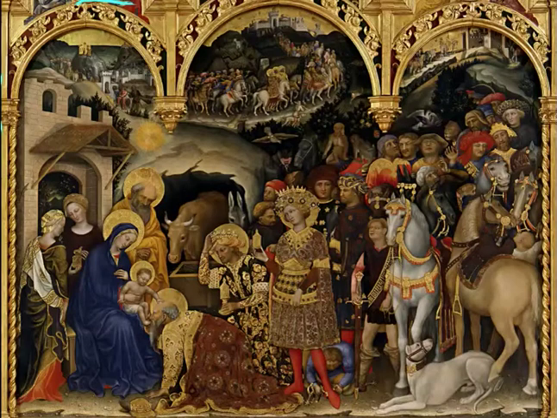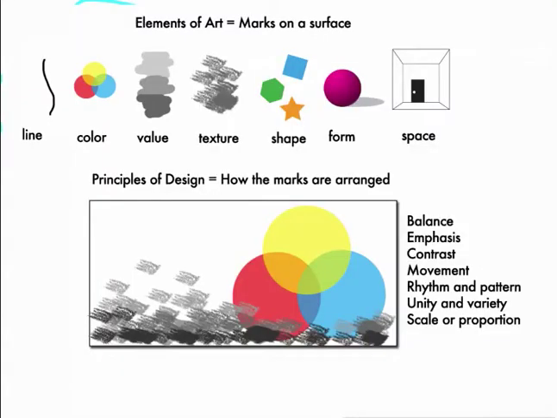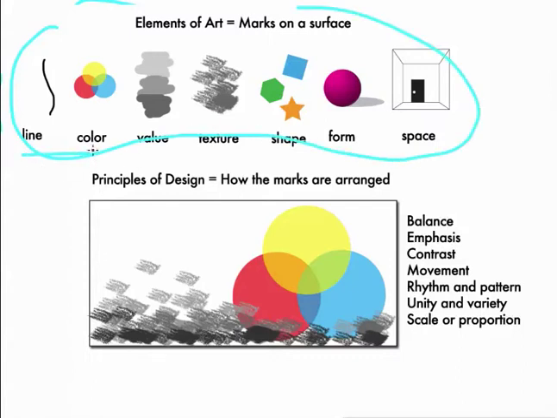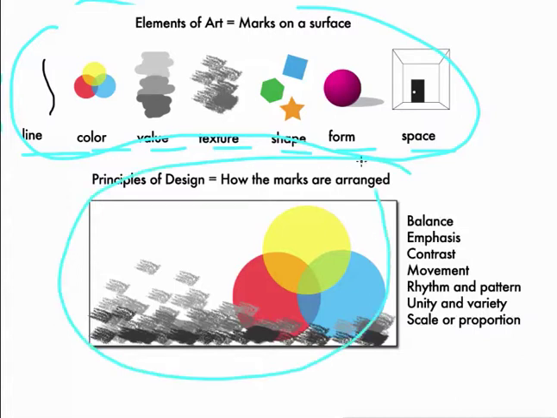So you might think of the elements as the actual marks that an artist makes on a surface. So this could be line, color, value, texture, shape, form, and space. The way these marks are arranged, we often refer to as a composition. And we describe this composition using this set of words here known as the principles of design.